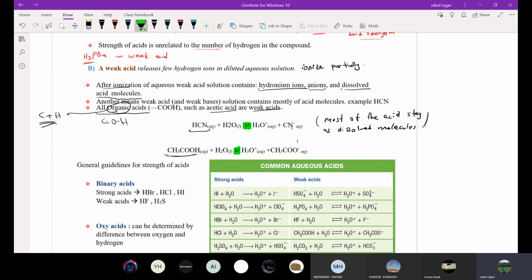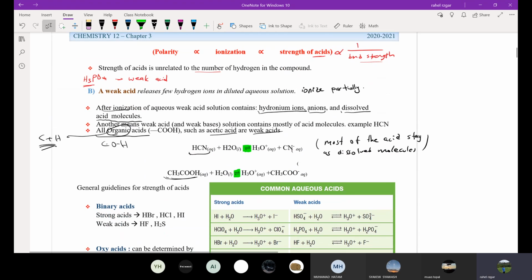They are always in an equilibrium position where if a molecule wants to become ions, 2 ions must come back to that molecule. So there is always back and forth. That's why they are reversible. Weak acids are also weak electrolytes.